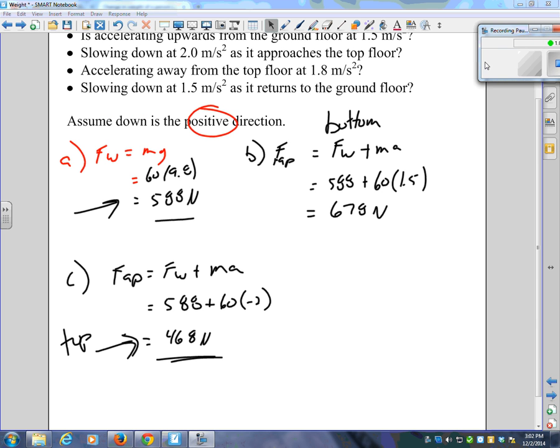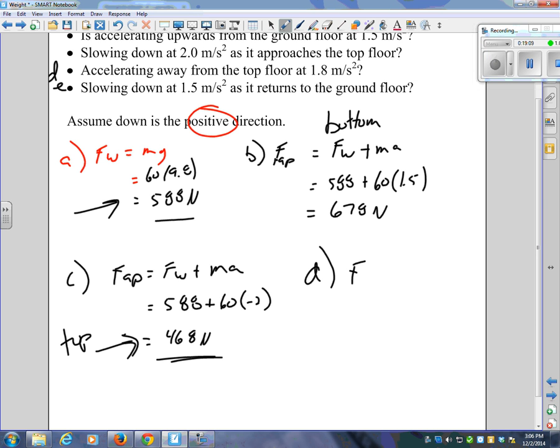Now you do. I would like you to try D and E right here. Go ahead. I've given you the tools. You should be able to do it. Do it in pencil, and then we can fix it if we need to. For D you should have got 480. So that's going to be 588 plus the mass 60 times minus 1.8, because you weigh less.